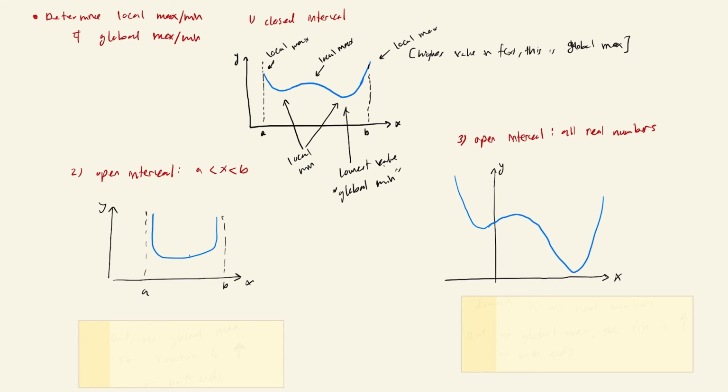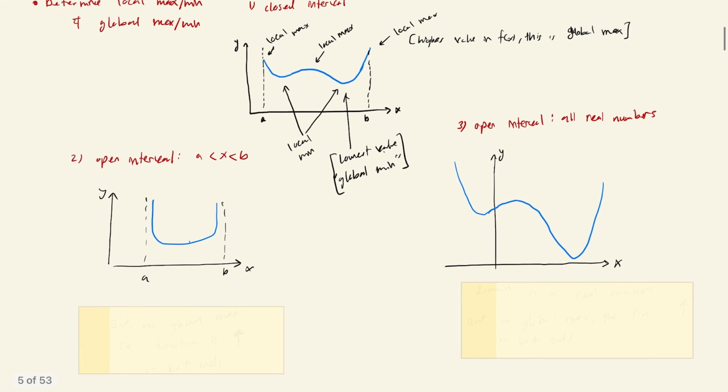Now let's move to 2. So here we have an open interval, and that's going to be between a and b. Here the endpoints are not included, so the endpoints will not be a global or local maximum or minimum. So here we only have a local minimum between a and b. Notice the endpoints are not included again, and these are not considered to be a local or a global maximum.